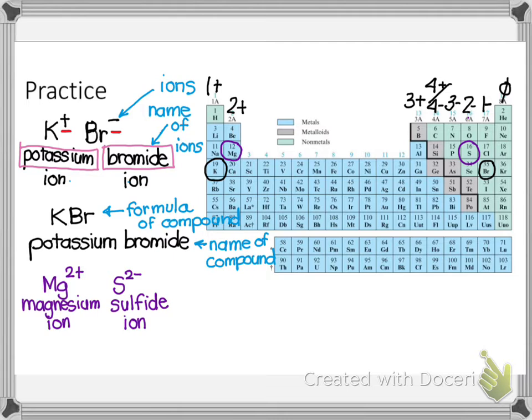Now I want to put these two together, remembering that the charges have to equal 0. So I have a 2+ and a 2-. They're the same number, so they cancel out with each other. So I need one of each, MgS, because they're going to cancel each other out. So that's the formula of the compound. And then the name would just be taking the two names of the ions. So I would take magnesium sulfide. That's going to be the name.